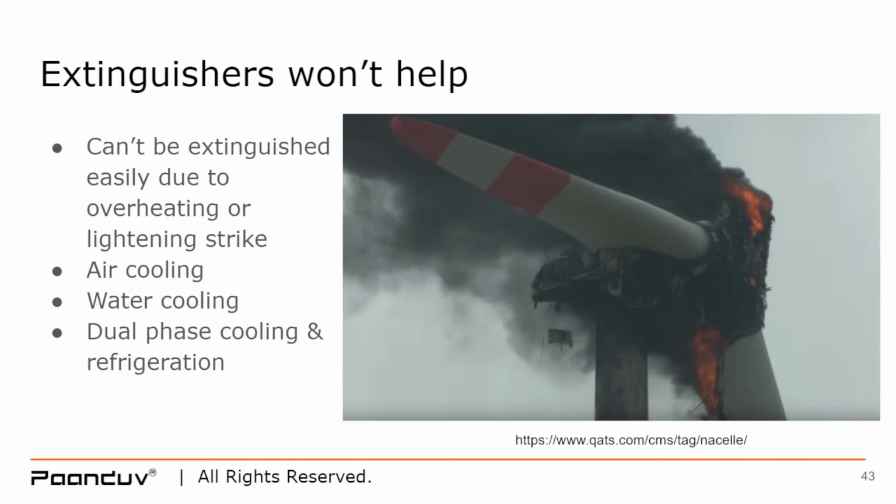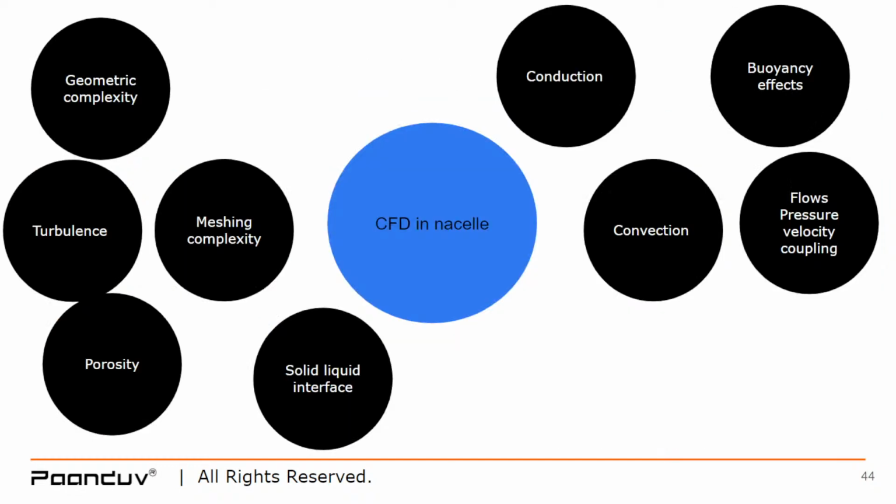If this is on fire, I mean these are very tall. These nacelles are placed at a very big, very huge height. It's just difficult to extinguish them once they are on fire. The fire may happen due to overheating and lightning strike. And air cooling, water cooling, dual phase cooling, and refrigeration are some of the methods for minimizing these scenarios. Okay, again, the CFD for such systems is basically encompassing a lot of physics.